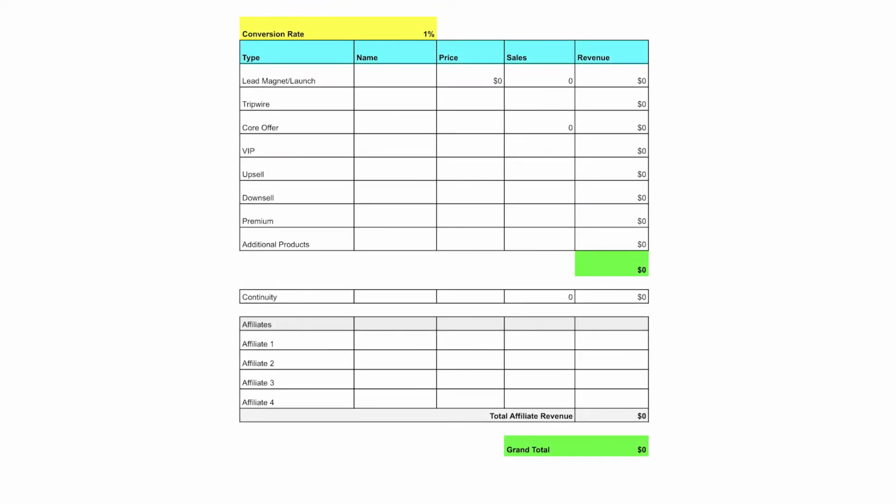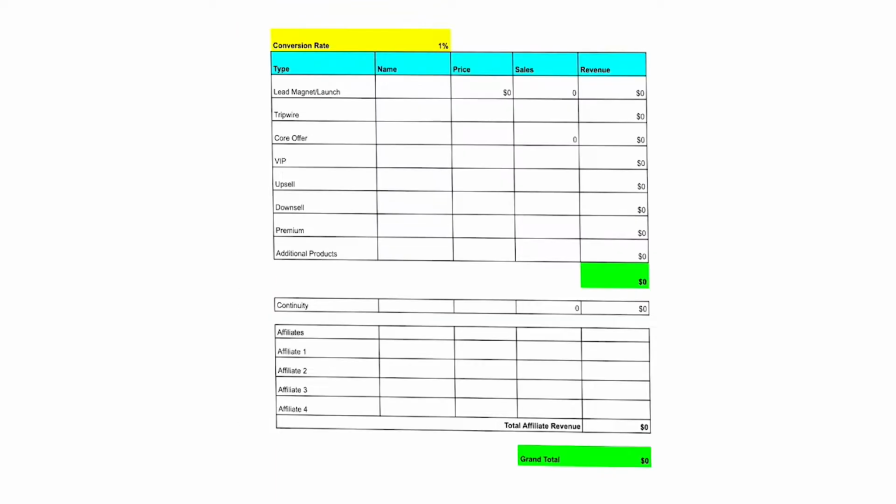So let's dive into your product suite strategy and how you can maximize your customer lifetime value. This is a spreadsheet that I use with my VIP day clients where we're formulating their product suite. And the way it works is that I have each of the product offers listed here, a column for the price, a column for estimated sales, and then it will calculate the projected revenue.